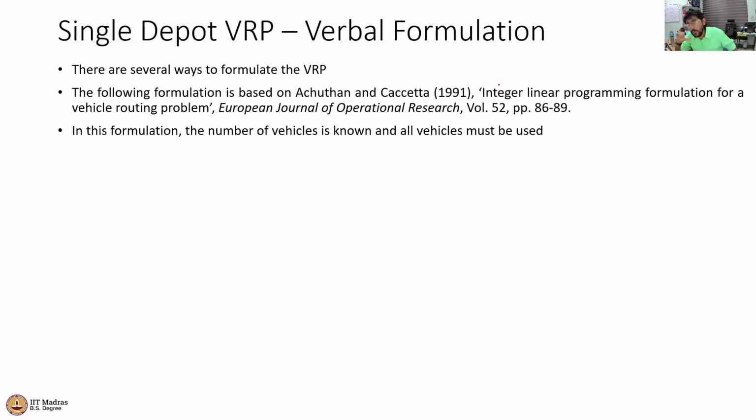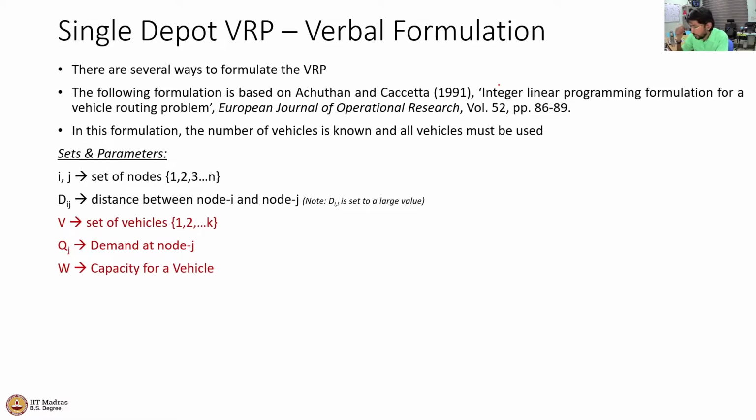And in this formulation, like I said, we are going to use all the vehicles that are available and try to get to a route for everything that is there. Like our TSP, we will start off with a verbal formulation where we would first define our sets, our decision variables, our objective function, and the constraints.